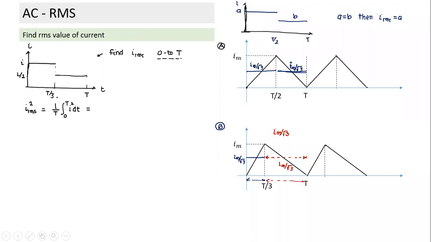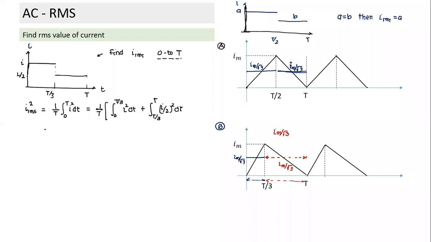Anvita, can you calculate this term here? Sir, I'm doing it, sir. Is there any difficulty in this? No, sir. No problem. We can do that. But basically, since the current is not a single shape, we have to divide into two intervals. One interval from 0 to t by 3, in which case I will write I square dt. And the second, from t by 3 to t, in which case I write I naught by 2 whole square dt.